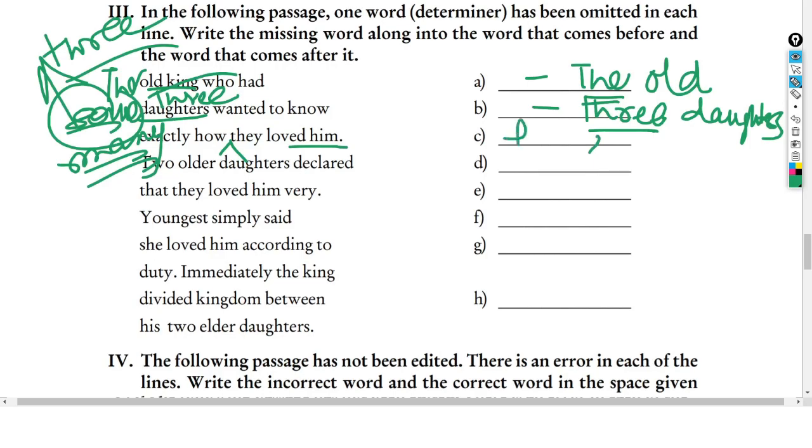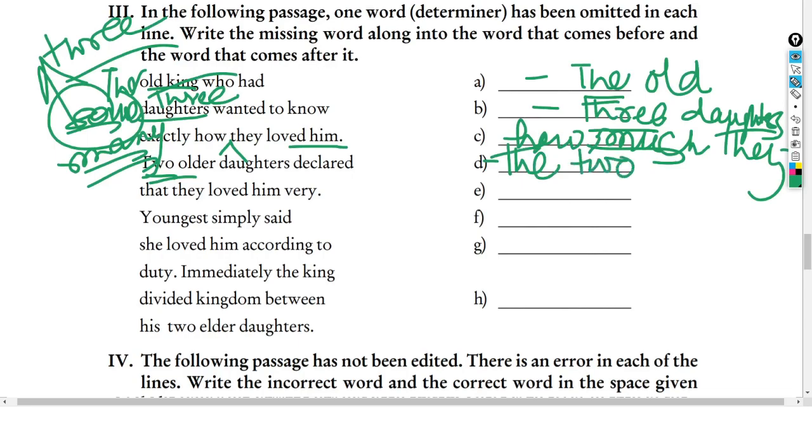3 daughters wanted to know exactly how they loved him, means how this. Now we will have to tell about what? How much, means amount. How much they loved him. The 2 older daughters declared. This 2 here is very much fixed. Therefore, what will come? 'The' will come. 'The' will come before what? 2. The 2 older daughters declared that they loved him very much. Loved him too much. Loved him very much. After very, you write much. Very much.